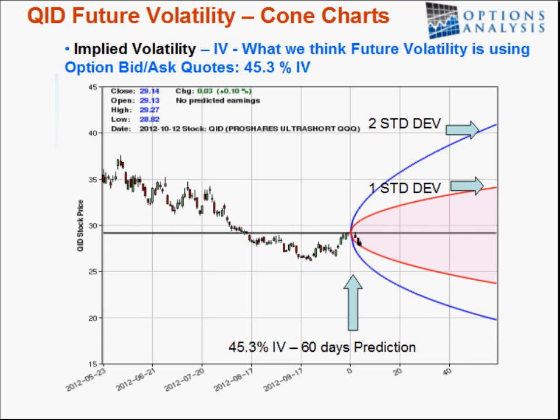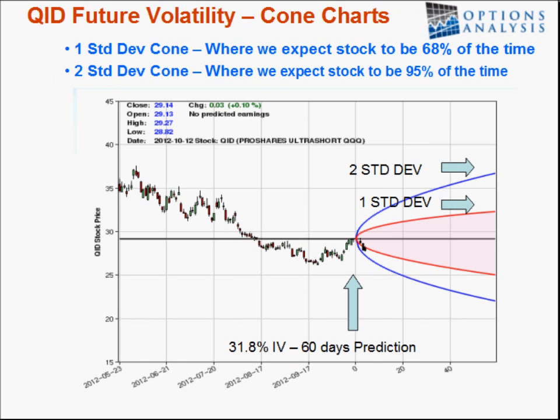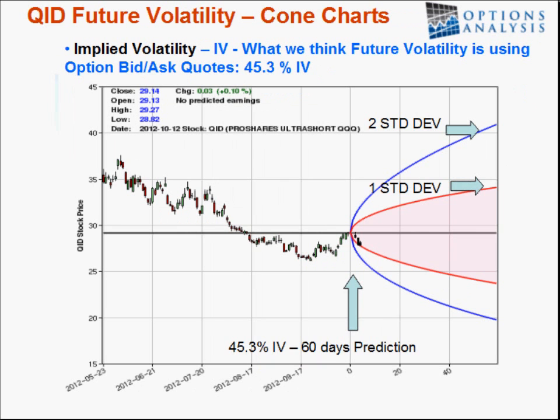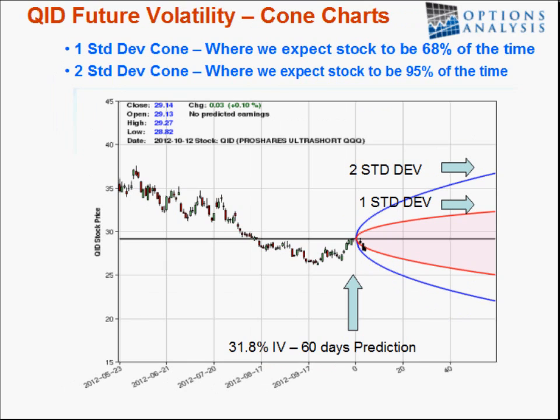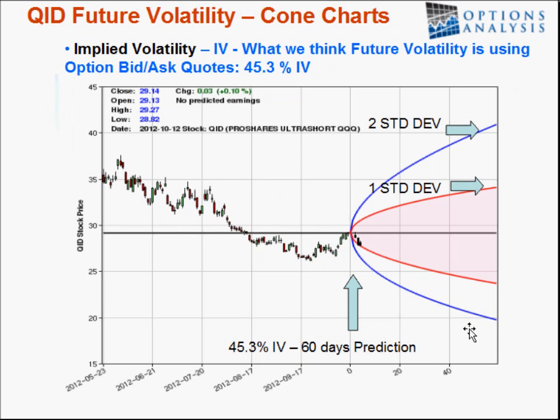Here's the prior cone chart. Here's the new cone chart. This is an increase just from 31 to 45. We see that the area increases quite significantly when we change by just 10% in the implied volatility.